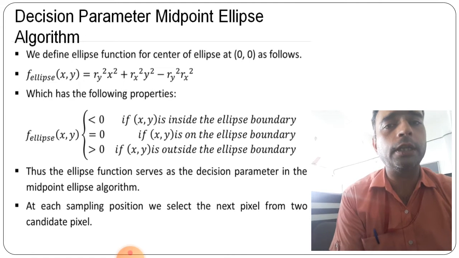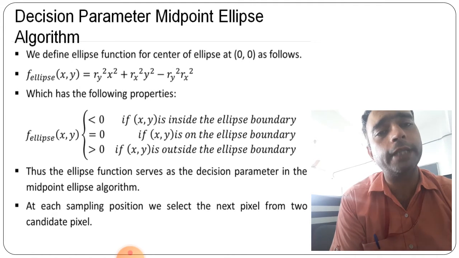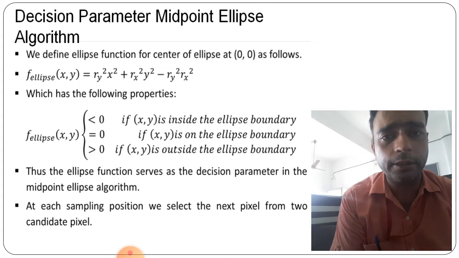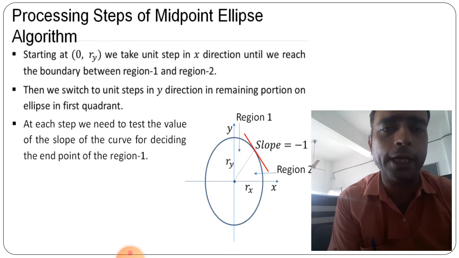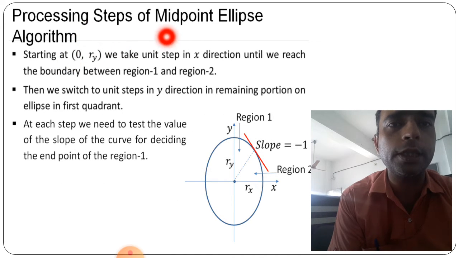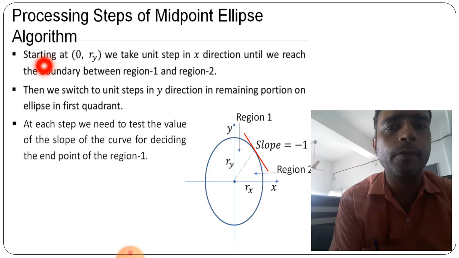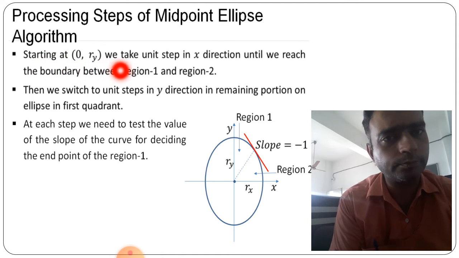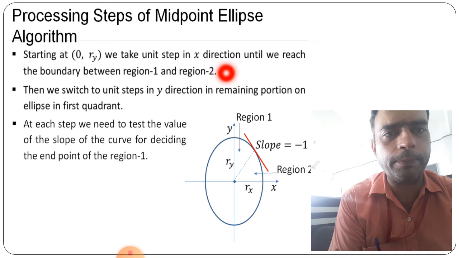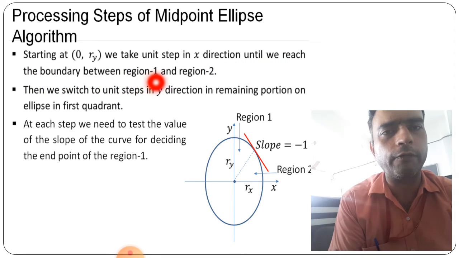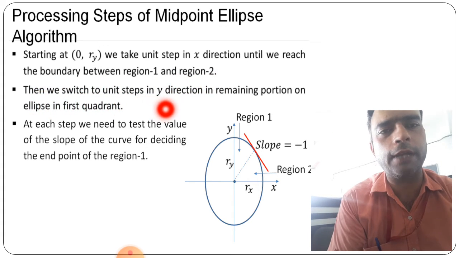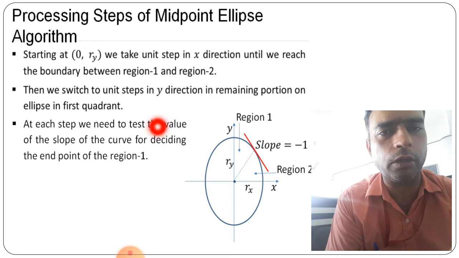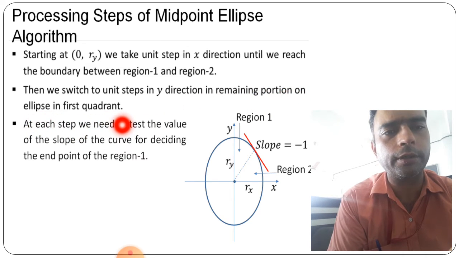So finally thus the ellipse function now serves as the decision parameter in the midpoint ellipse algorithm. At sampling we select the next pixel from two candidate pixels, here we can say the processing steps of midpoint ellipse algorithm. Now starting at 0 comma ry, we take the unit step in x direction until we reach the boundary between region 1 and region 2. Then we switch to unit steps in y direction in the remaining portion of ellipse in first quadrant.